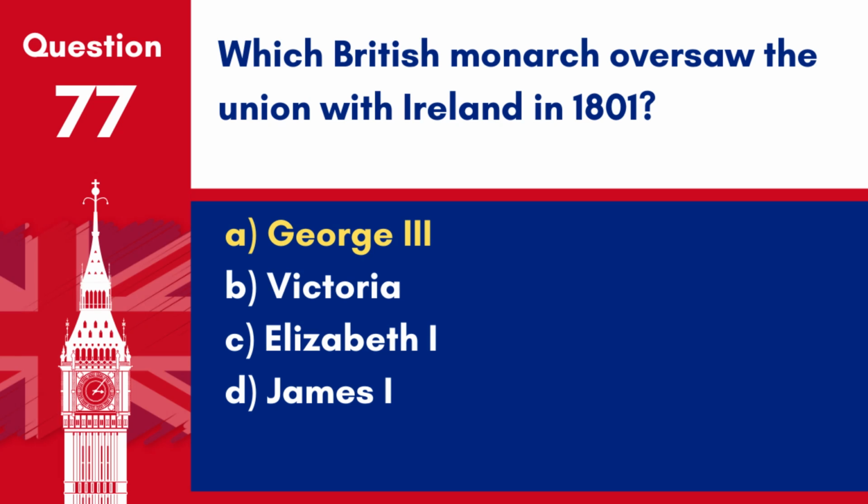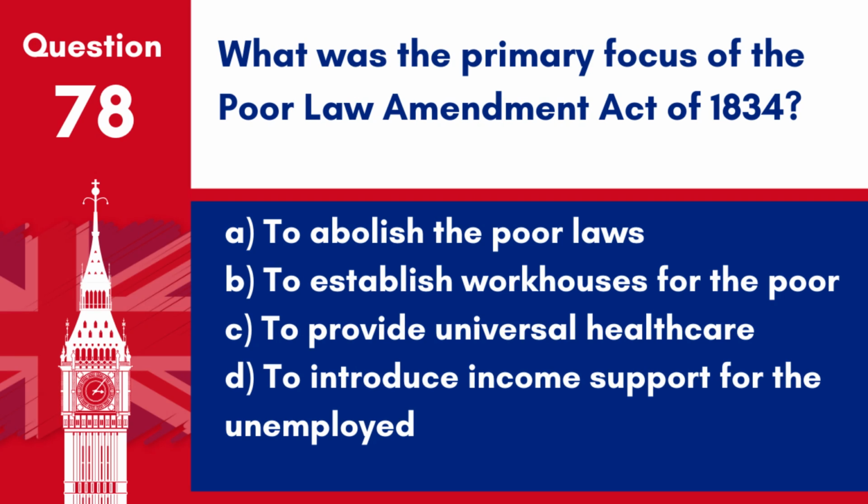The Acts of Union 1800, which came into effect in 1801 during the reign of George III, united the Kingdom of Great Britain and the Kingdom of Ireland into the United Kingdom of Great Britain and Ireland. Question 78. What was the primary focus of the Poor Law Amendment Act of 1834?